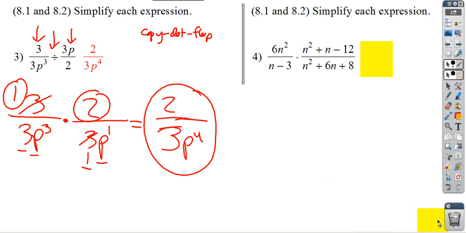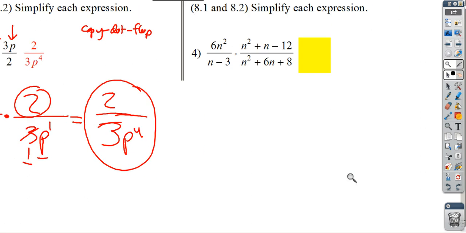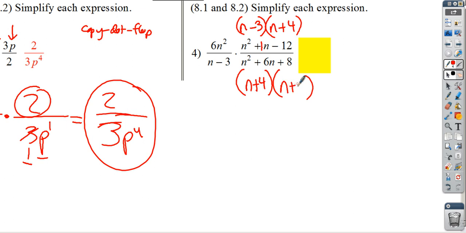Okay, this one's a little bit more complicated, but at least it's multiplying, so we don't have to flip things. What we should always do is see if there's a way that we can factor, and almost all of these problems you can factor. So on the top, what multiplies to negative 12 and adds to positive 1? That would be positive 4 and negative 3, and we need to put the n's right there. On the bottom, what multiplies to 8 and adds to 6? That would be 4 times 2 and 4 plus 2. So that's what we have right there.